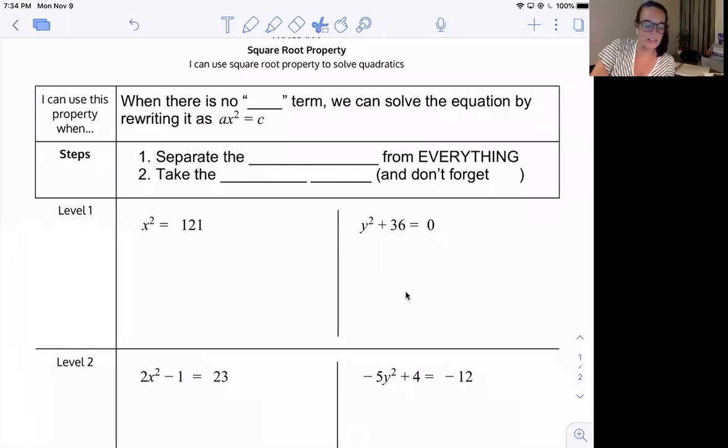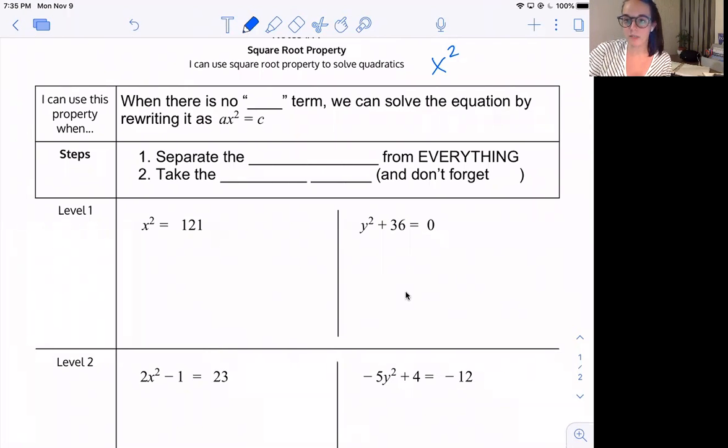Hi, all. Today's lesson is on square root property. So the goal is that I can use square root property to solve quadratics. So remember quadratics, anything that has an x squared in it. So far we learned to graph, then we learned about factoring, and now we're learning about square root.